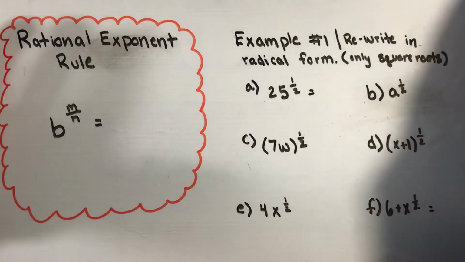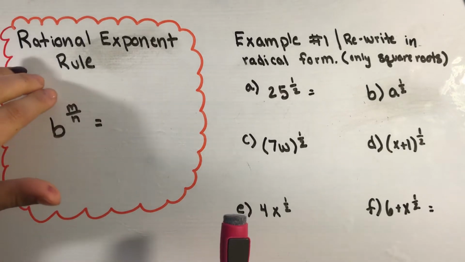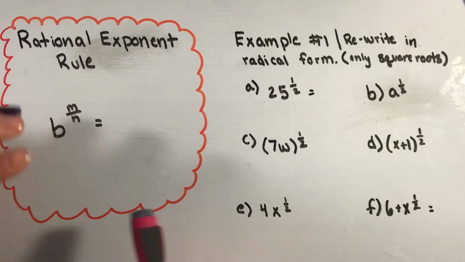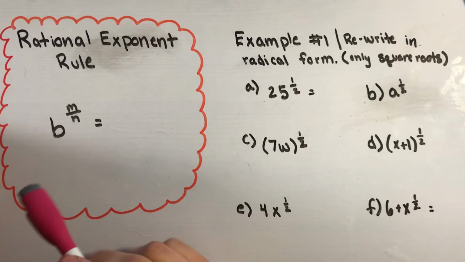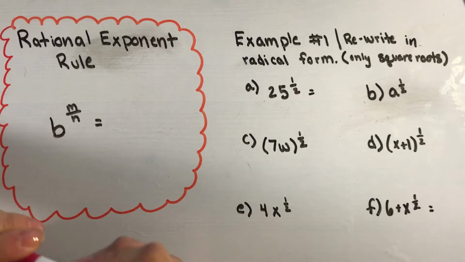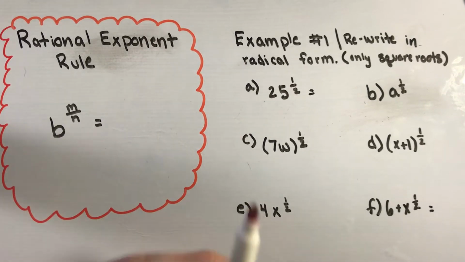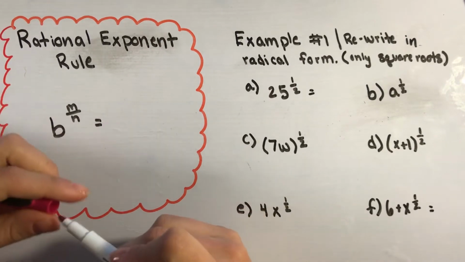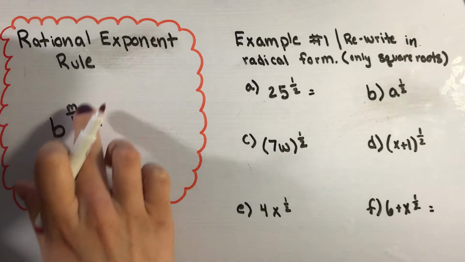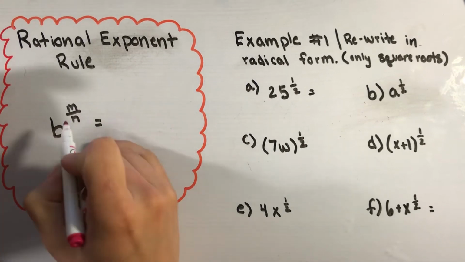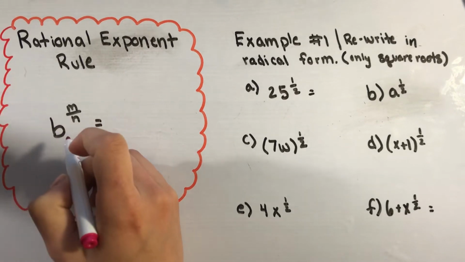Okay, so we're going to learn a little bit different things today. We're going to learn this rule called the rational exponent rule, and it's when we have a fraction as an exponent, we can rewrite it as a radical. A few things you have to remember about radicals is that it has a root and it has a radicand. So when we have a base to a fraction exponent, we're going to make it into a radical. I like to call this the reverse reverse.